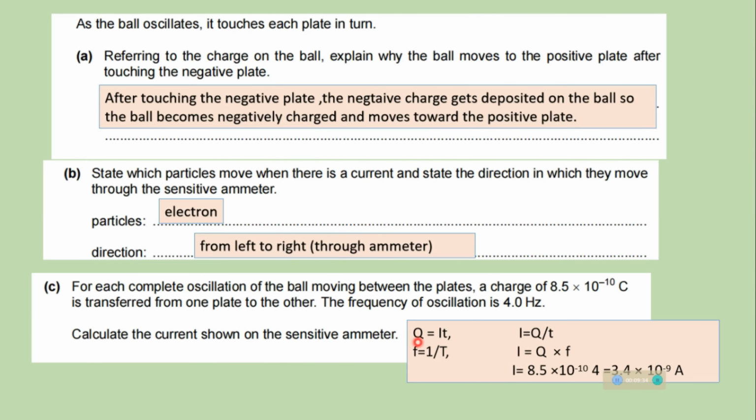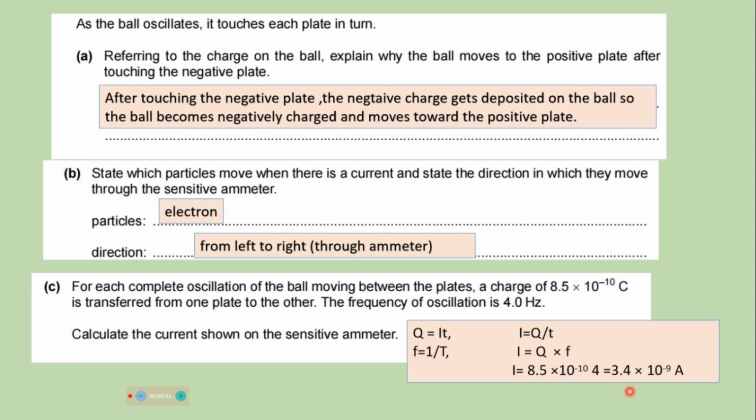We know that charge Q is equal to IT, where I is current and T stands for time. And we know that frequency is 1 by T. So current I is equal to Q divided by T, or 1 by T is equal to frequency. So the current I will be equal to charge Q multiplied by frequency.